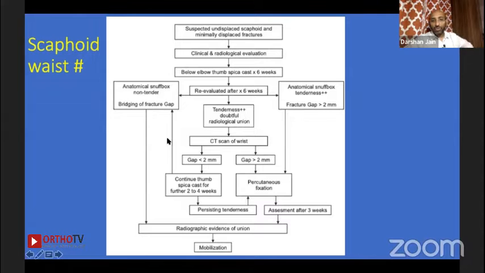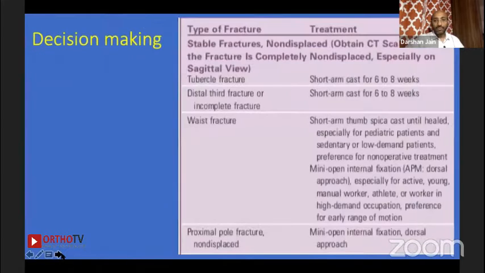If you have an element of doubt, even with an X-ray, then it's always advisable to get a CT scan. So less than 2 millimeter, continue the cast. More than 2 millimeter gap, percutaneous fixation is best. And clinical examination gives us more information. As soon as we take off the cast, look for tenderness in the scaphoid anatomical snuff box.